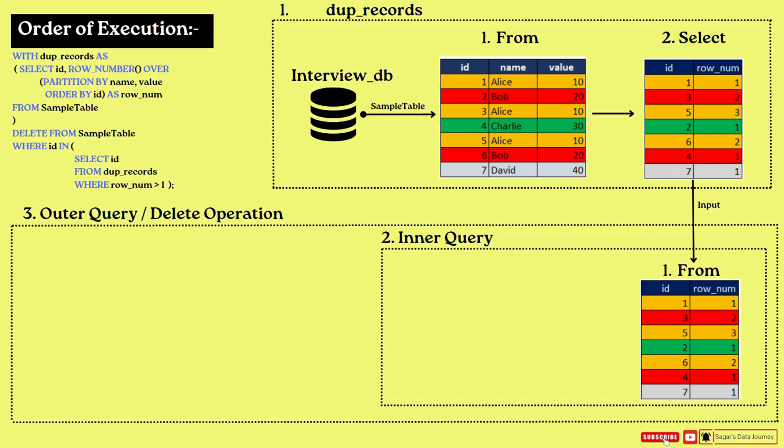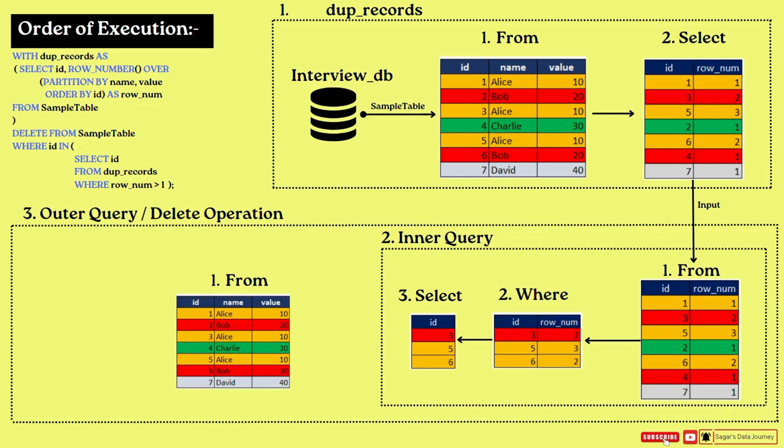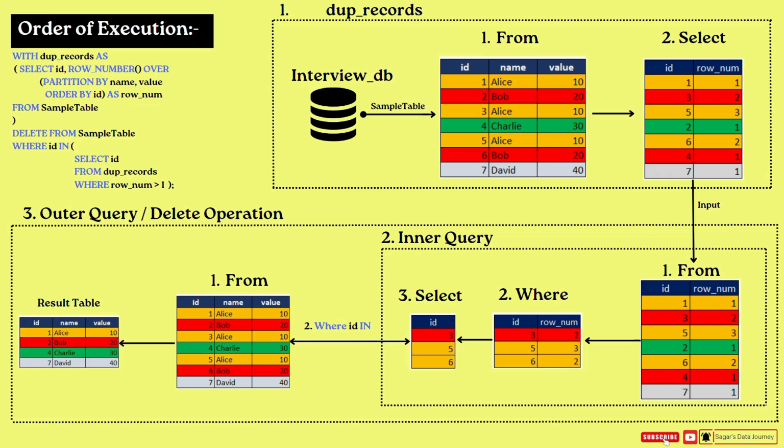Using a where clause, it will filter the records where row number is greater than 1. From the filtered records, it will select the ID column using the select statement. Now, the outer query will fetch the sample table and keep it for the execution. Using a where clause, it will delete the records where ID is equal to the result of the inner subquery and generate the final output. This is how this query will execute step by step.